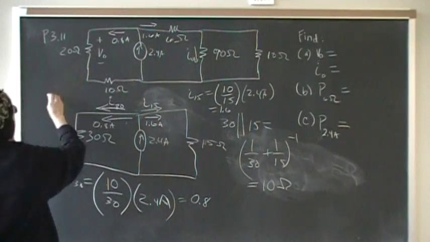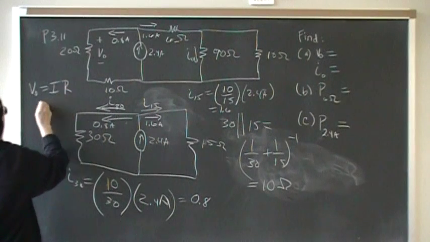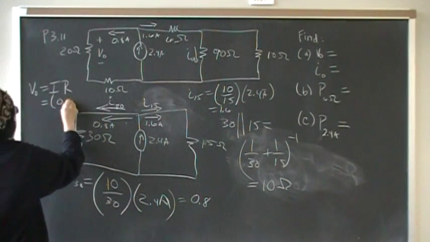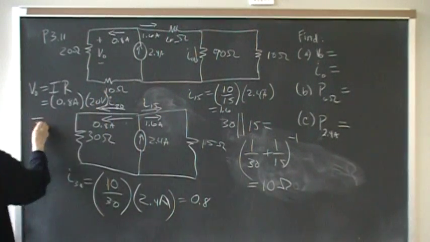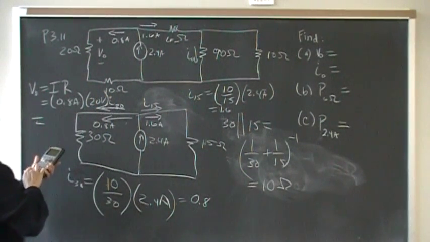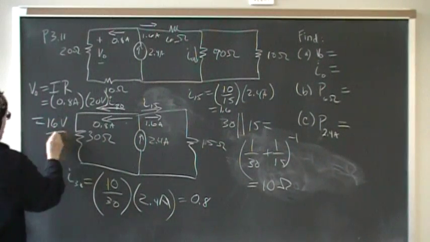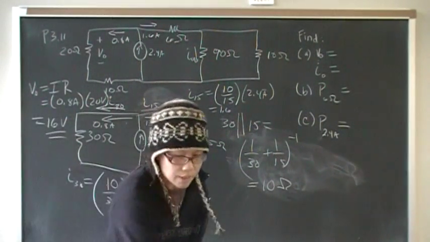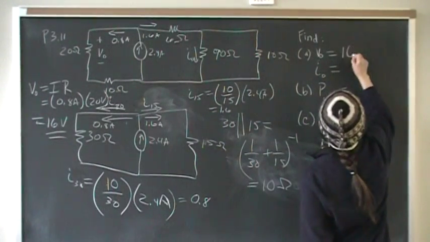Now, what is the voltage drop over there? Well, V is just equal to I times R. We know 0.8 amps times 20 ohms, so 0.8 times 20 is 16 volts. Let me just check to make sure that's what I had before. Yes. Okay, so now V naught is 16 volts.